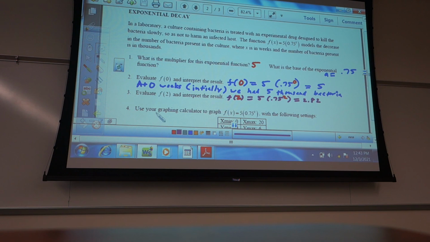So we'll say after 2 weeks, 2.81. Oh, 2.8125. You're right. My bad. After 2 weeks, there are 2.81 thousand bacteria. We have less. They're decreasing. That's decay.